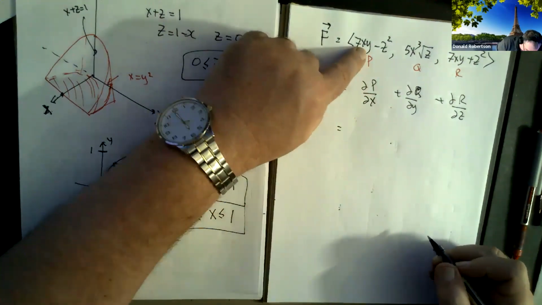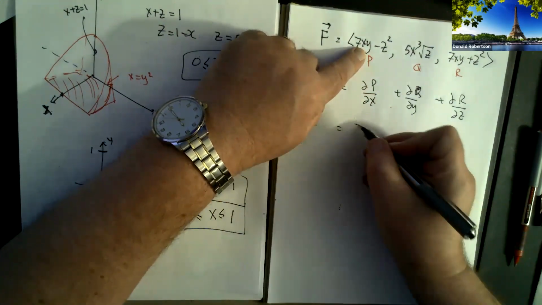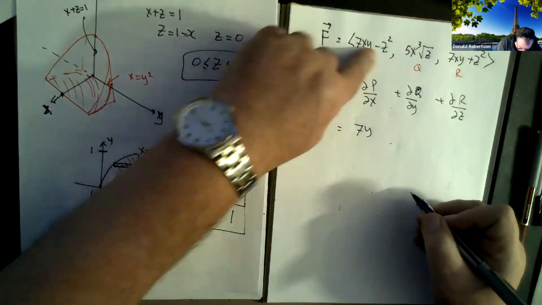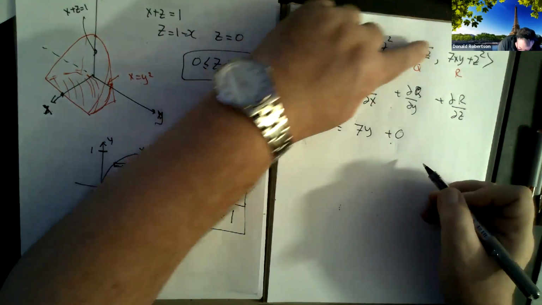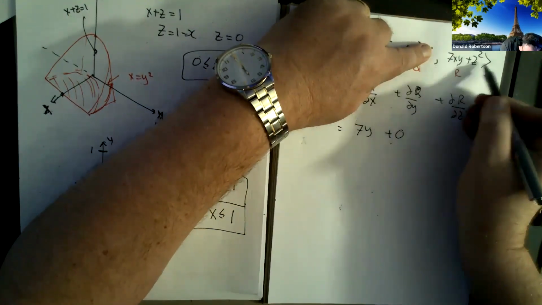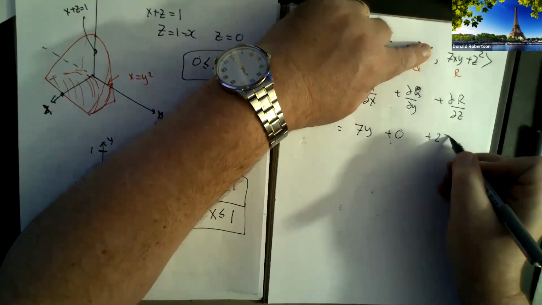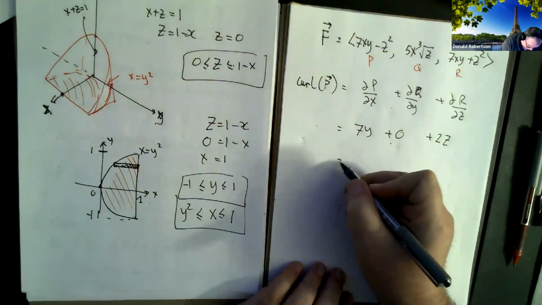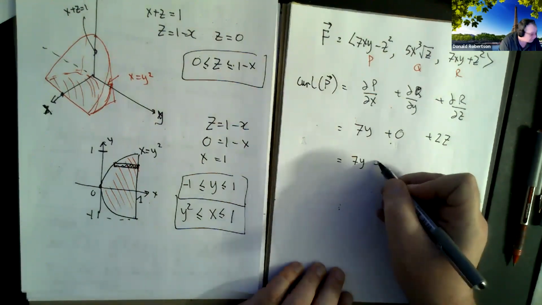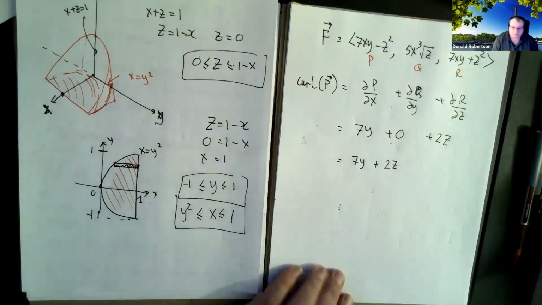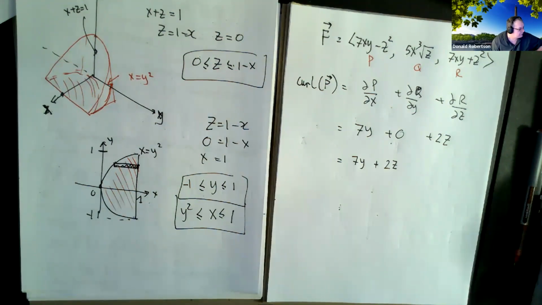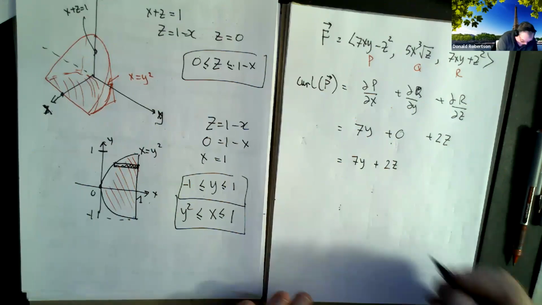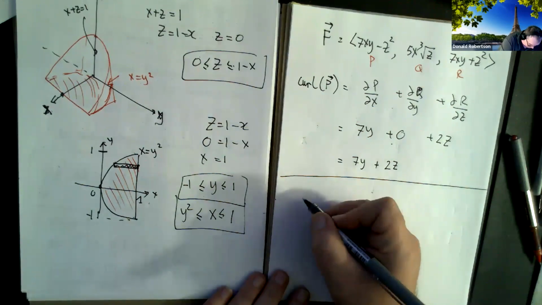If you do this expression with respect to x, you get 7y. If you do this guy with respect to y, you get a big 0. And if you do this guy with respect to z, you get a 2z. So the curl ends up being 7y plus 2z. Check that out. And it is. So we should be able to put it all together then.